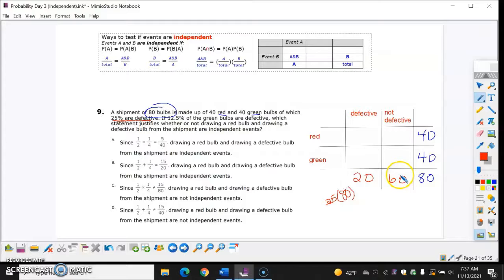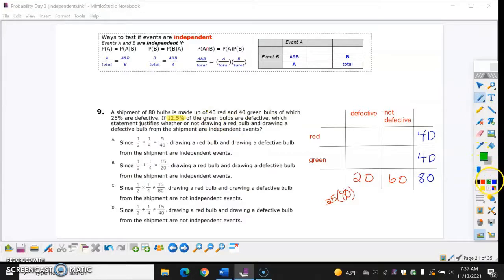Next, it says if 12.5% of the green bulbs, 12.5% would be 0.125 of the green bulbs. So figure out what that would tell us in this table.